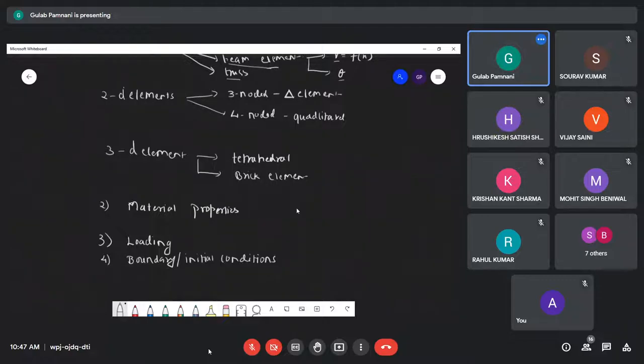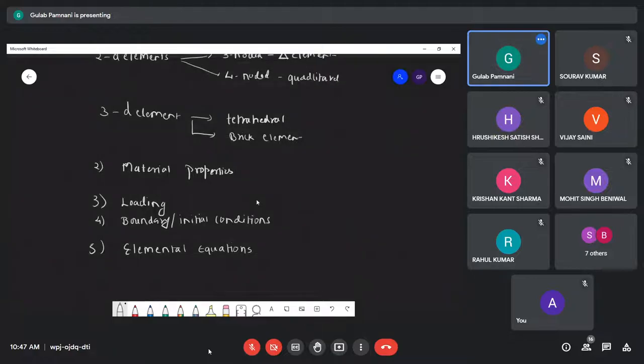Now, once this is done, the next step is that the elemental level equations are developed, and we have talked about how the elemental equations are developed in the last class. So elemental equations are developed, and then once elemental level equations are developed, you do the assembly of the equation.